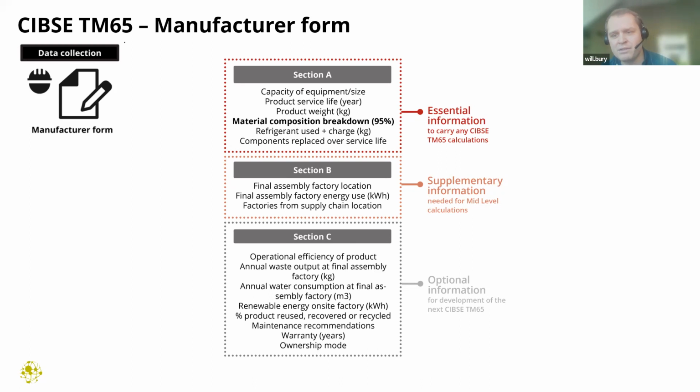And then C is currently at a very optional stage, but it could potentially be used in the future. It's basically tracking things like waste output from the factory, water consumption, renewable production of energy on site in the factory, all that kind of stuff. So currently section C doesn't go into the calculation, but it might be in the future, and it's a really good thing that we want to be tracking this information ahead of time before we actually need it.